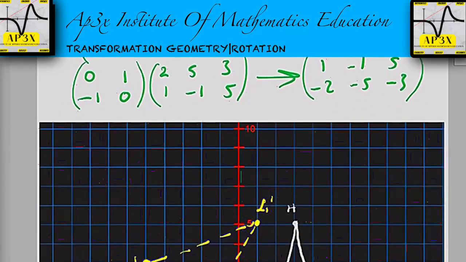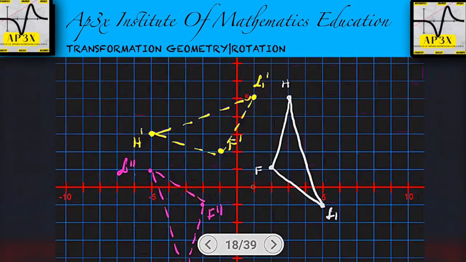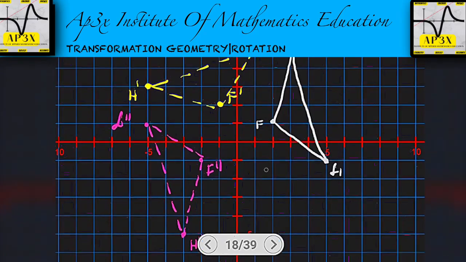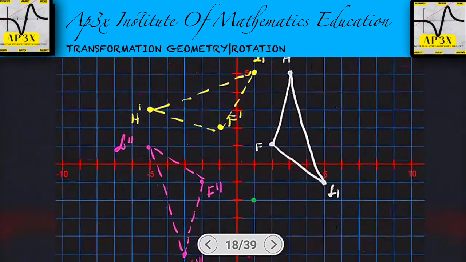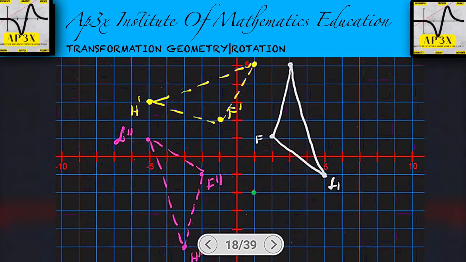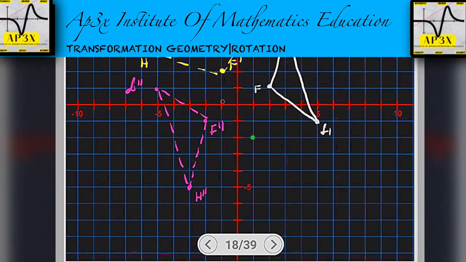And so of course you can go ahead then and plot 1, negative 2. So that's 1, say here, and down 2. So I'm going to be at this position here, 1, negative 2. Then I have negative 1, negative 5. So that's negative 1 here, 1, 2, 3, 4, 5. So that's my F triple prime. That's my G triple prime.